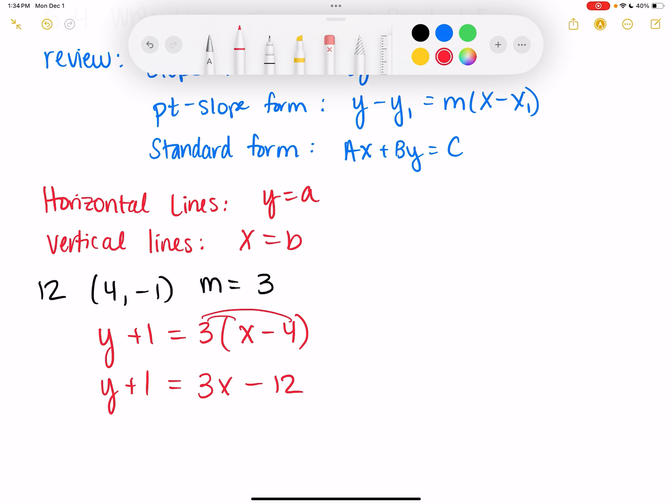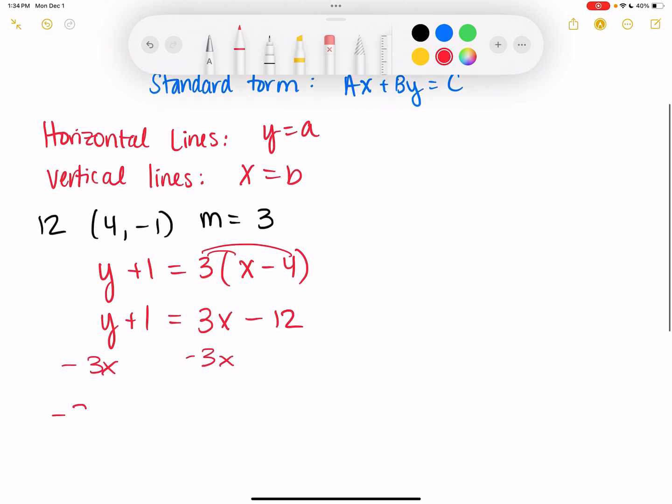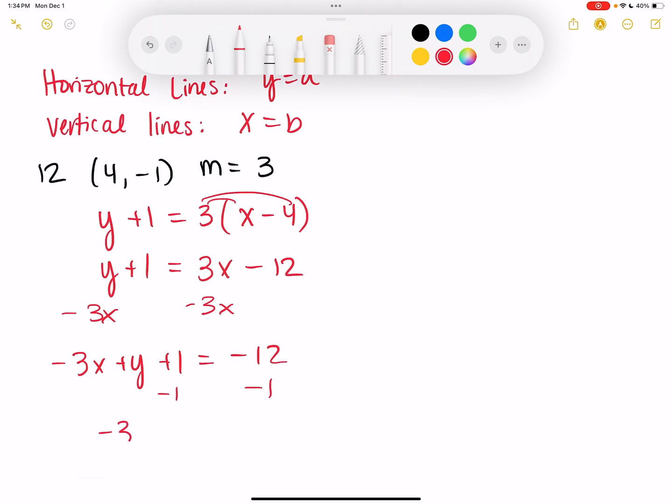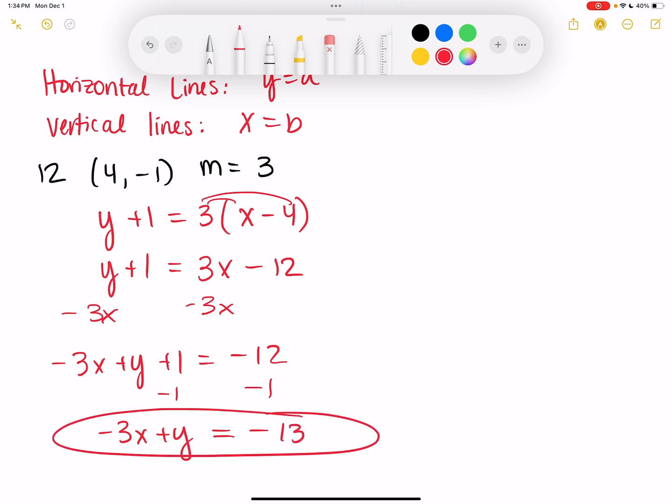I need to get my x and y terms on the same side, so I'm going to subtract 3x from both sides. So I've got -3x plus y plus 1 equals -12. And then I'm going to subtract 1 because I need to get all my numbers on the right. So I have -3x plus y equals -13. And that's your answer in standard form.